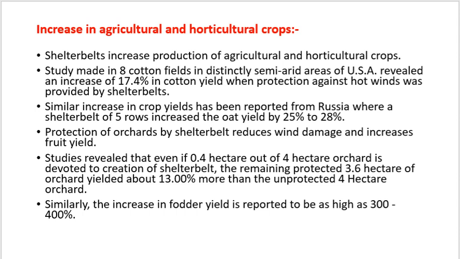Protection of orchards by shelter belts reduces the wind damage and increases the fruit yield. Studies revealed that even if 0.4 hectare out of a 4 hectare orchard is devoted to creation of shelter belts, the remaining protected 3.6 hectare of orchard yielded about 13% more than the unprotected 4 hectare orchard. Similarly, the increase in fodder yield is reported to be as high as 300 to 400%.